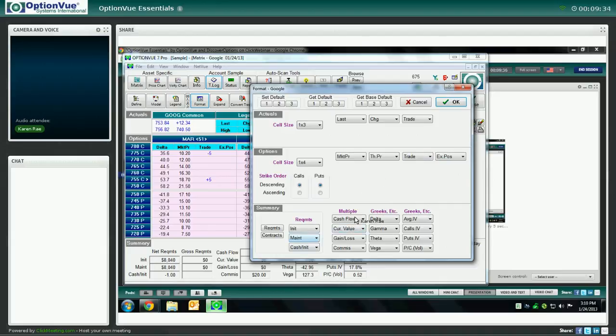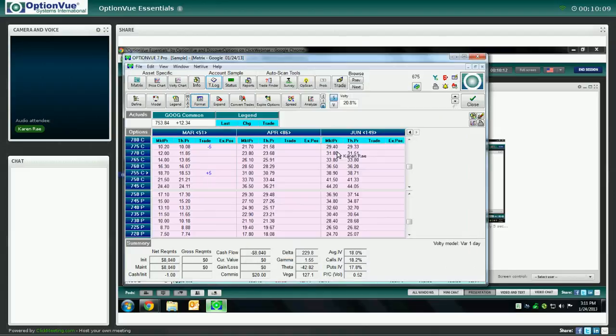The summary can also be customized. I can look at that and have any number of pieces of information that are, again, in alphabetical order. By default, you've got cash flow, the current value, what the total gain or loss is, what the commissions are, then all the Greeks, the average implied volatility, the call implied volatility, the put implied volatility, and the put to call ratio. And then these are the requirements to open the position as far as cash flow is concerned. So I'm going to say OK after I made those couple of changes. And you can see that it's now market price, theoretical price, trade, and existing position.